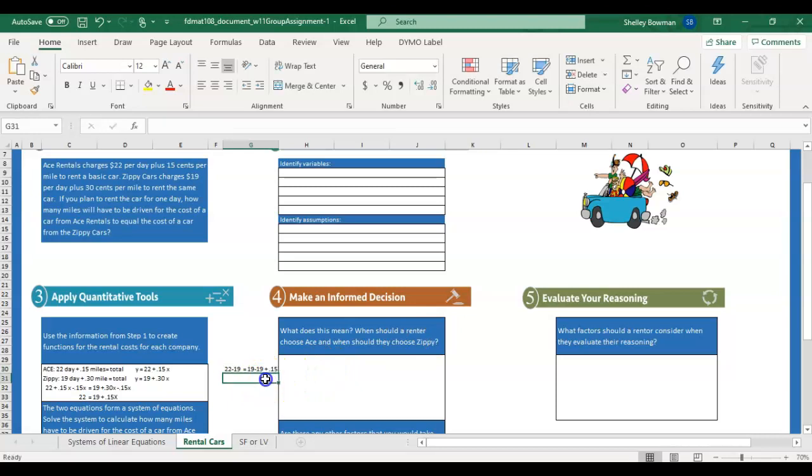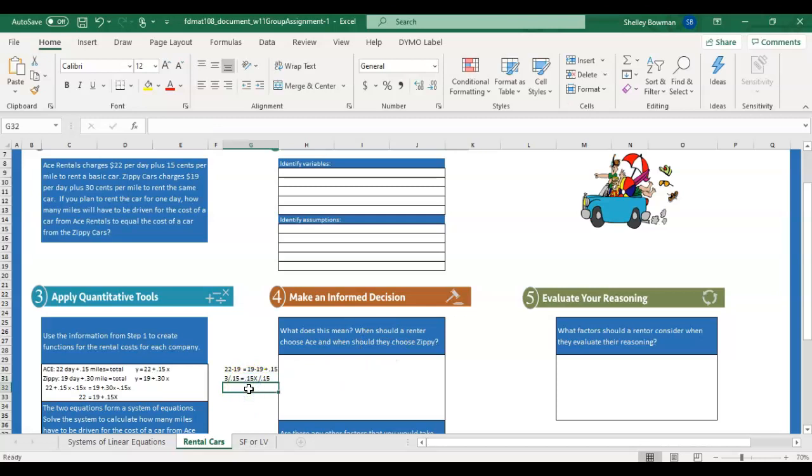And then on the right hand side the 19s cancel out. Then 22 minus 19 gives me 3. 3 equals 0.15x, and then to solve for the x here, we're going to just divide both of these by 0.15, divide the left hand side by 0.15, and then, oops, sorry, I forgot to put a divide sign. There we go.